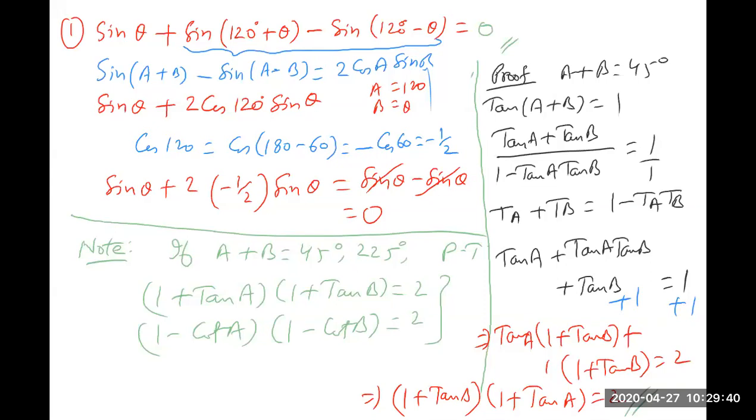If a plus b is equal to 45 degree, 1 plus tan a into 1 plus tan b is equal to 2. Similarly, we can prove that 1 minus cot a into 1 minus cot b is equal to 2. In this case, we will take cot instead of tan. So note down this.